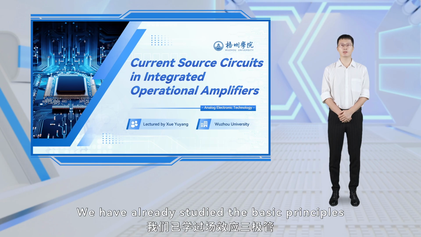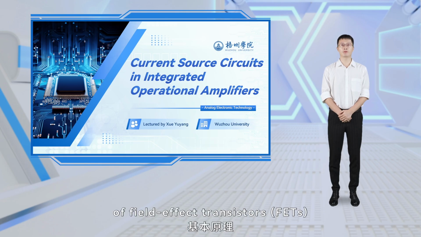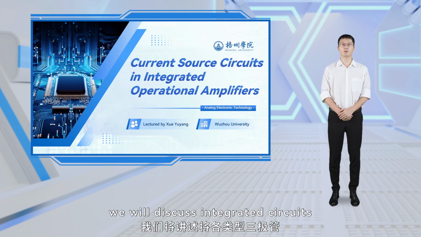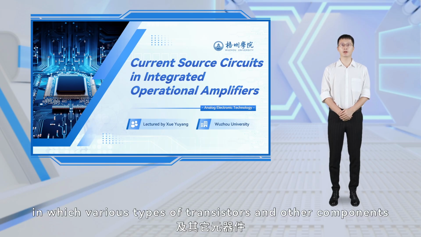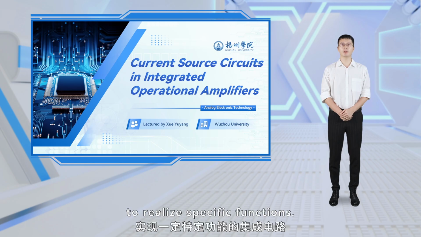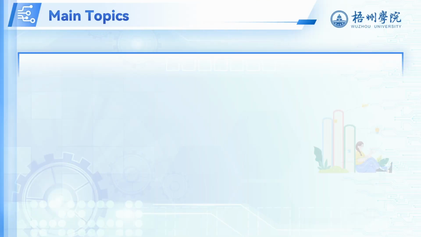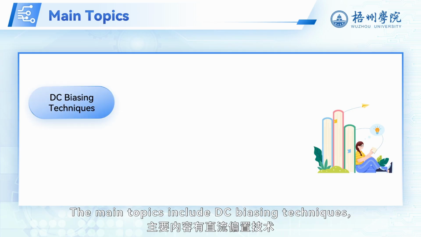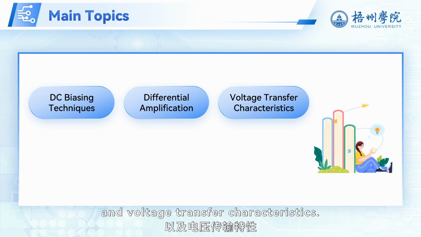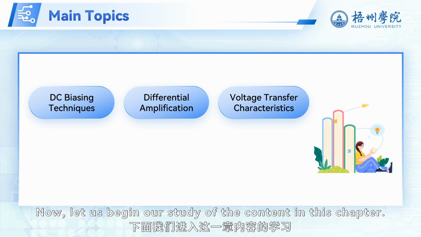We have already studied the basic principles and analytical methods of field effect transistors (FETs) and bipolar junction transistors (BJTs). In this chapter, we will discuss integrated circuits in which various types of transistors and other components are integrated onto a single silicon substrate to realize specific functions. The main topics include DC biasing techniques, differential amplification, and voltage transfer characteristics. Now, let's begin our study of the content in this chapter.